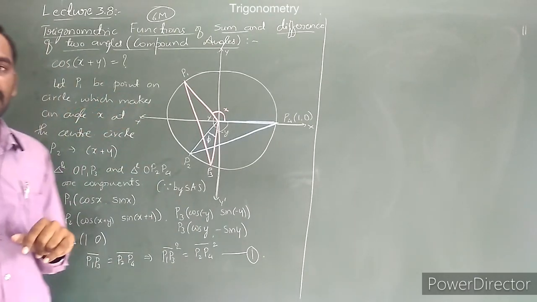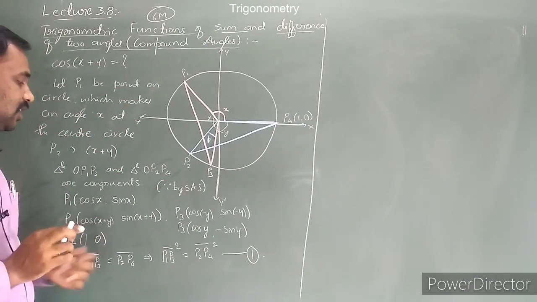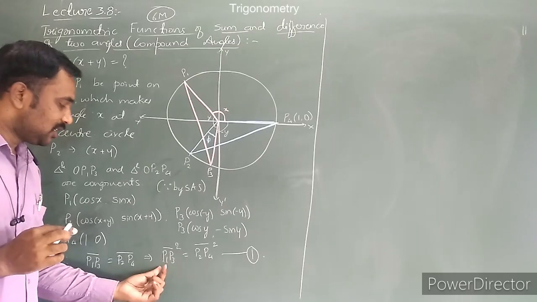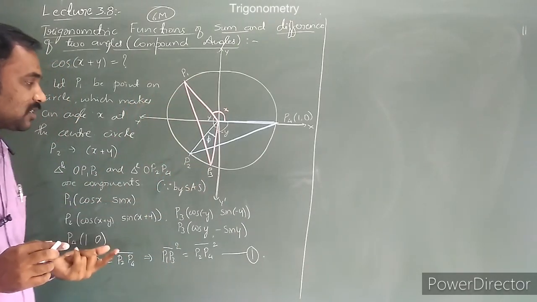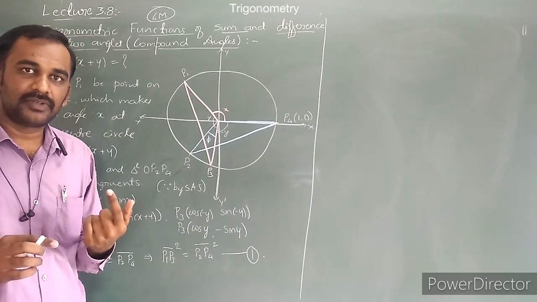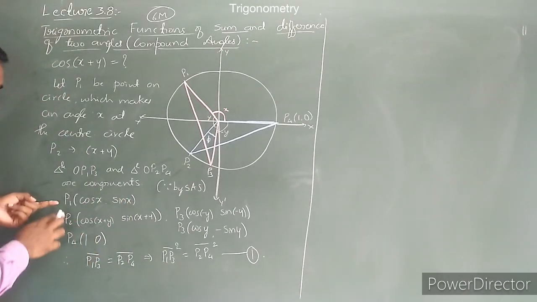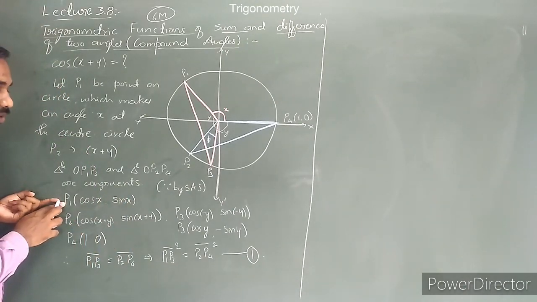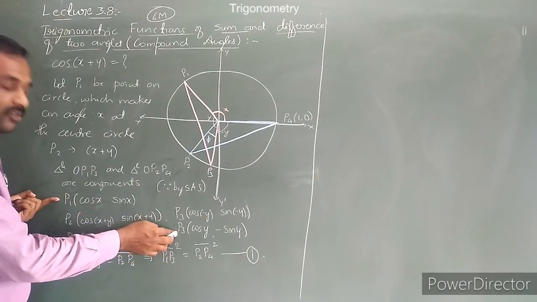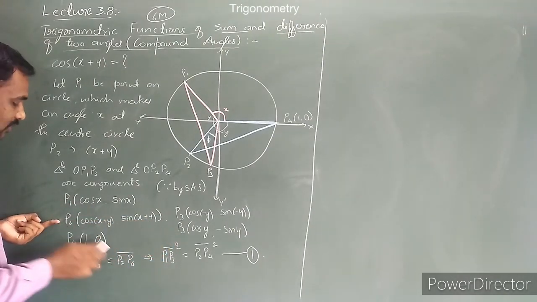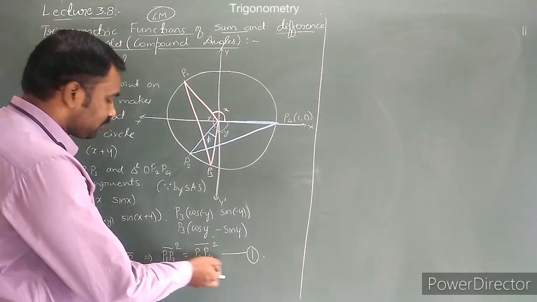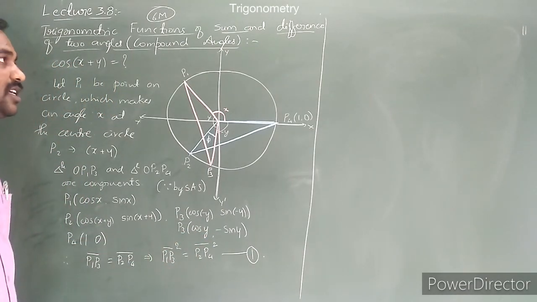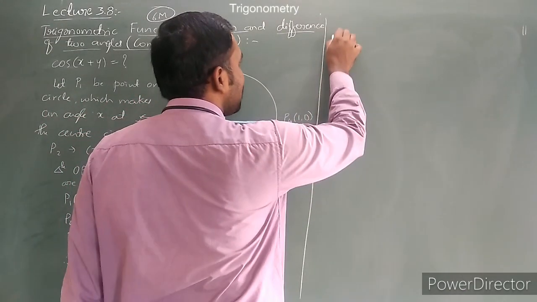We will get the required cos of x plus y. Very simple derivation. How to replace? This is the distance between the two points P1, P3. Is it possible to find the distance between the two points? Yes. How? Because we already know the P1 coordinate, the P3 coordinate, the P2 coordinate, and the P4 coordinate. Using these coordinates we can easily find the side lengths.